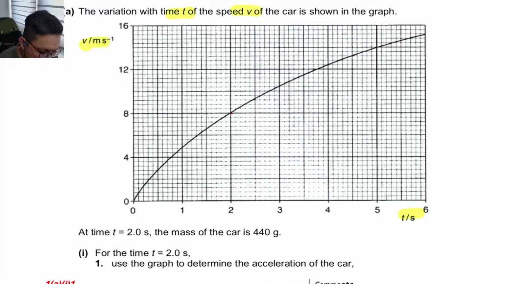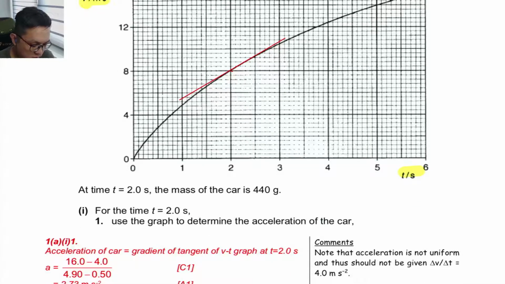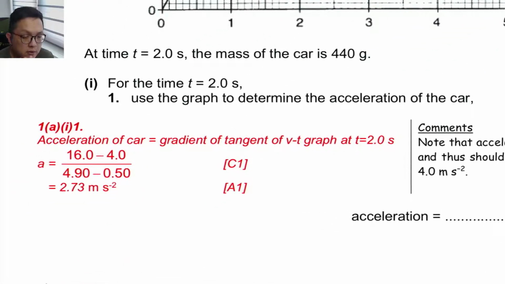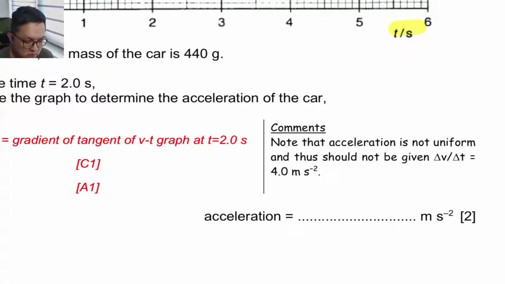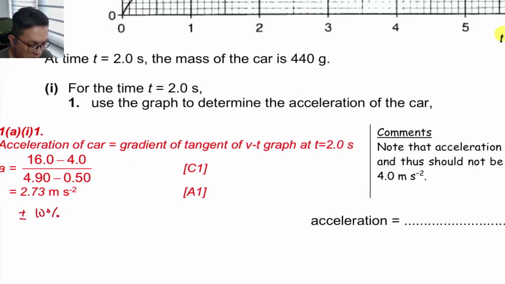Okay, so I don't think you can draw a nice tangent. Let me try to draw. So if I were to draw a tangent nicely, it looks something like this. Something like that over there. Okay, so you have to take this tangent, then work out the gradient of this tangent. If you do it this way, then you get your acceleration to be this value here, roughly in this range. So I think I took about 10% plus minus. Alright, so note that you should not be doing it the other way. Okay, so this is question 1A, part 1.